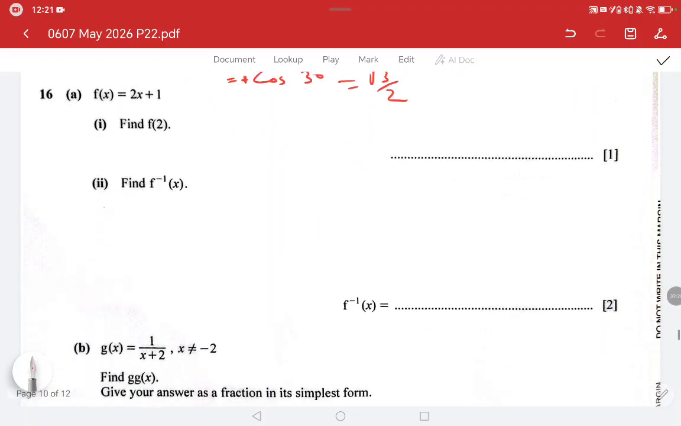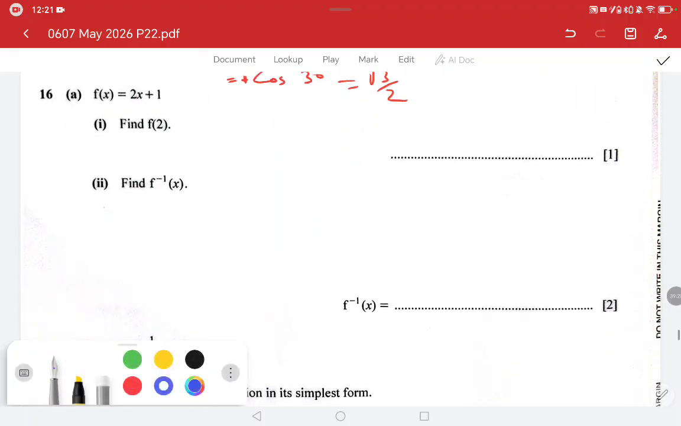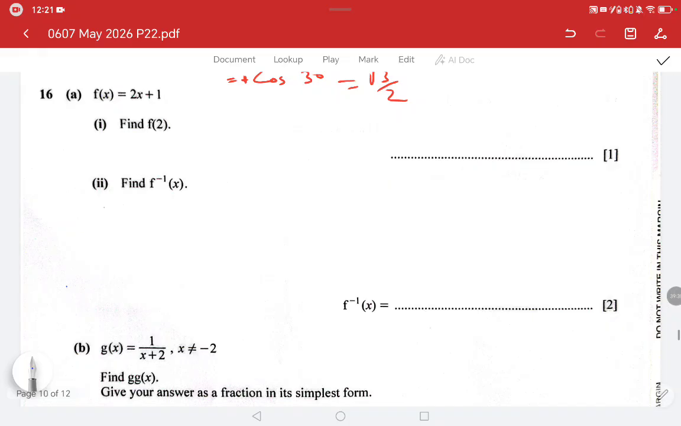Now functions. f of x equals 2x plus 1. Find f of 2. Just substitute. So f of 2 is 2 times 2 plus 1. So 4 plus 1, which is 5. This one is 5.